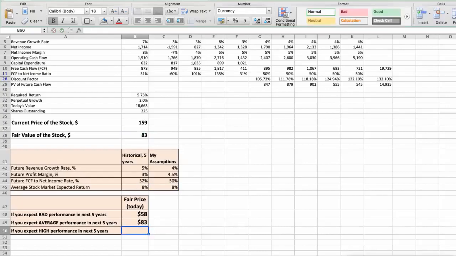Third scenario. Dollar Tree will have high performance in next 5 years, and we will use the following parameters in our calculation. Future revenue growth rate would be high, 5%. Future profit margin would be high, 5%. Future free cash flow to net income rate would be high, 60%. In this case, the fair value of the stock today would be $114.